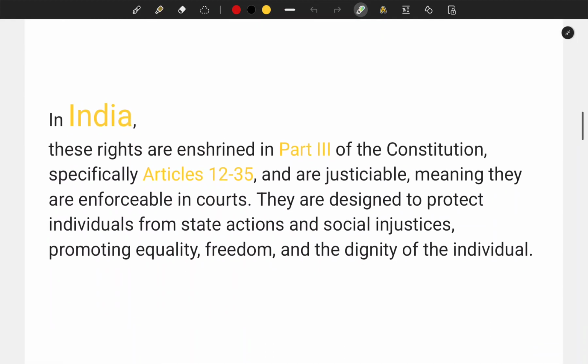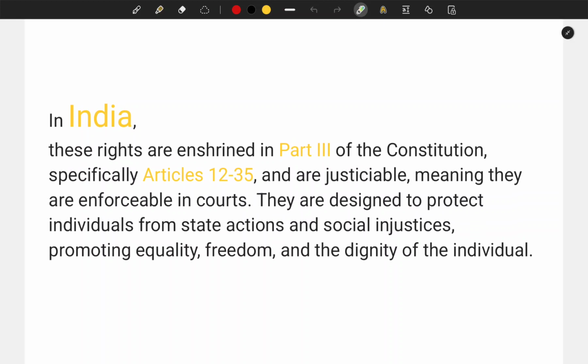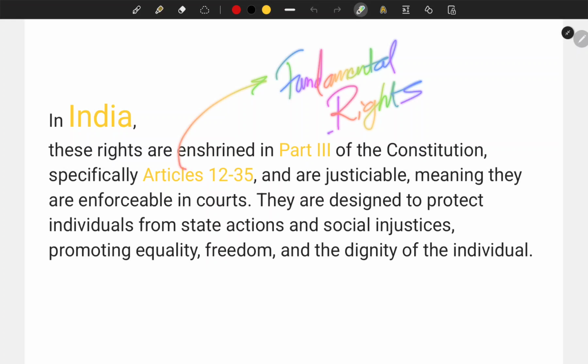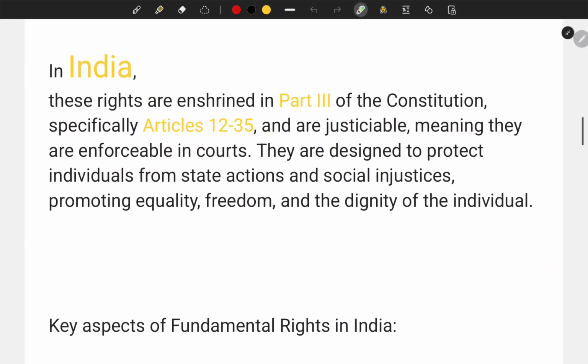Now let us look at the constitutional aspect of the fundamental rights. In India, these rights are enshrined in Part 3 of the constitution, specifically Articles 12 to 35. These are the articles that are essentially the fundamental rights of Indians, all right? Justiciable means you will be provided justice if these are violated, meaning they are enforceable in courts. If your fundamental rights are violated, you can go to the court so that you get justice on the basis of your fundamental rights.